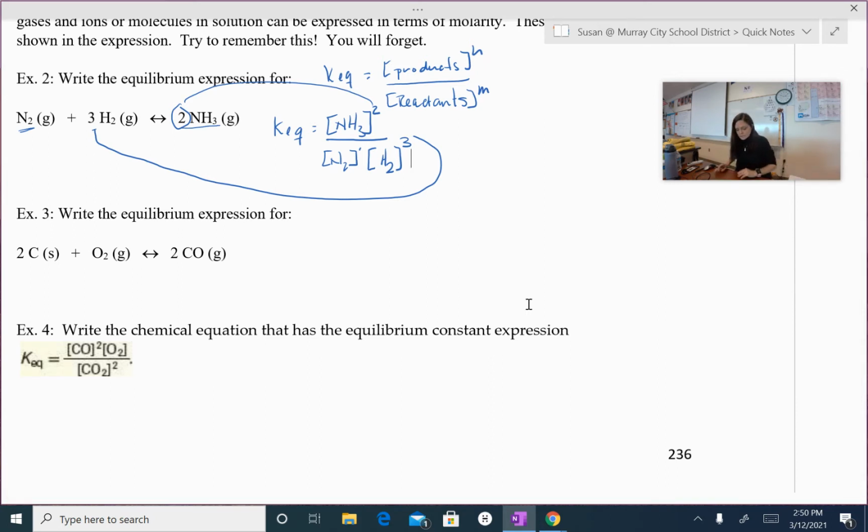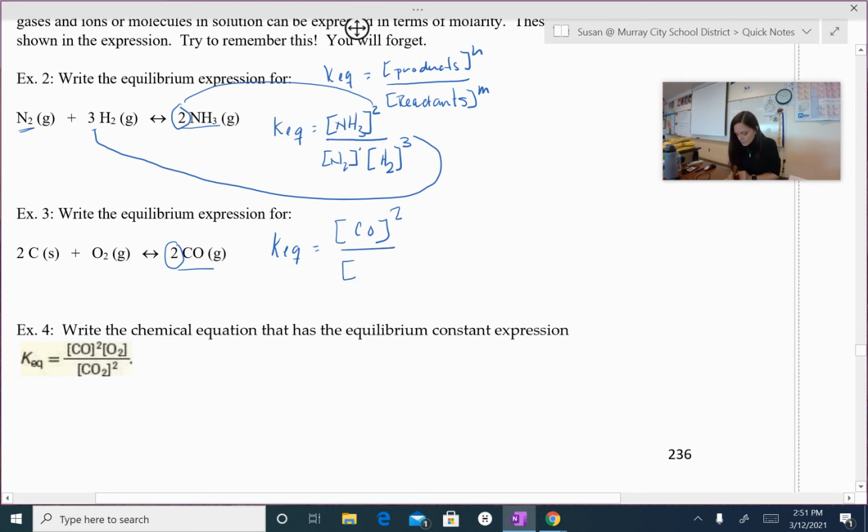Okay, do you have it? Now, this is what you should have. Our product, we have carbon monoxide, and we have 2 of them, so it should be squared. On the bottom, we should have our reactants. Oxygen, there's no coefficient. And get this, I'm not putting in carbon.